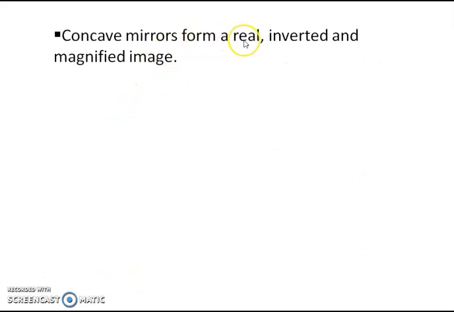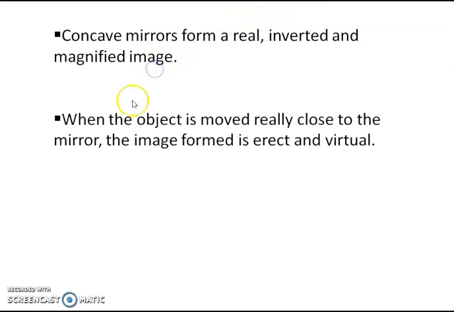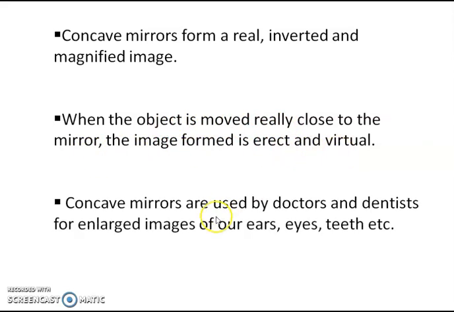Concave mirror forms a real image because it is meeting at a point. Depending upon the position of the object from the mirror, it can form inverted and magnified image. So if the object is moved really close to the mirror, then the image will be erect and virtual. Concave mirror is usually used by the doctors and dentists to see the enlarged version of your ear, eyes and teeth.